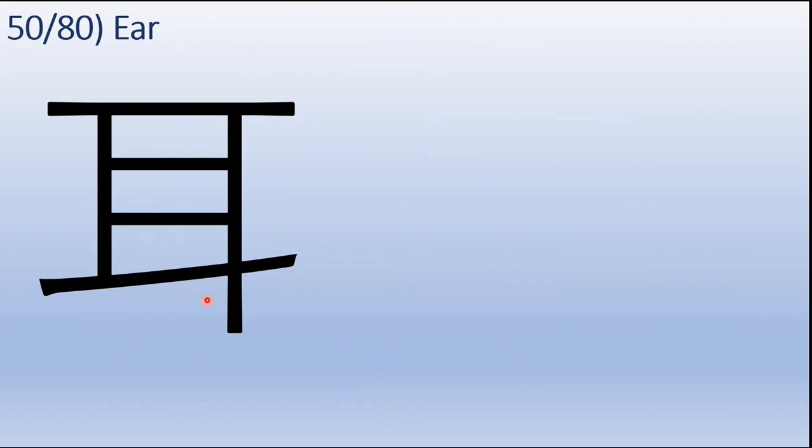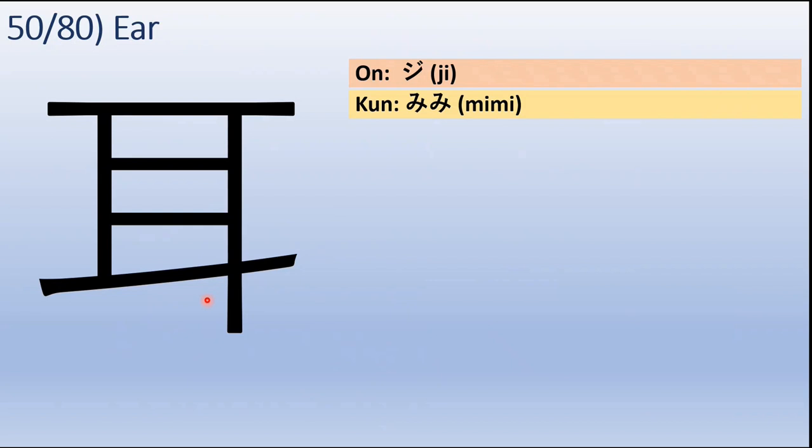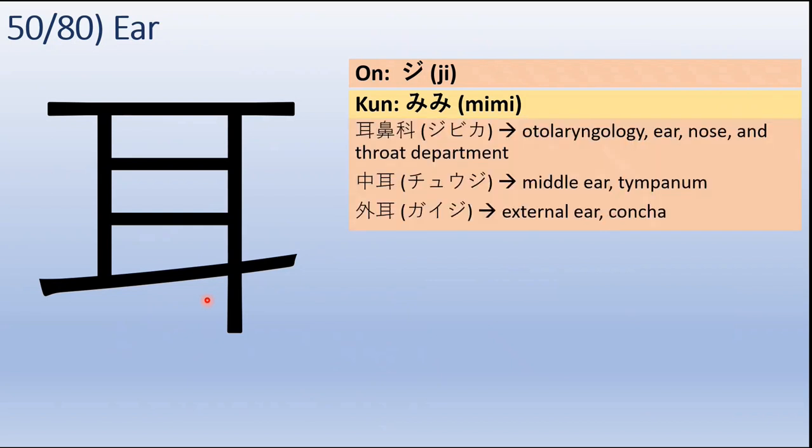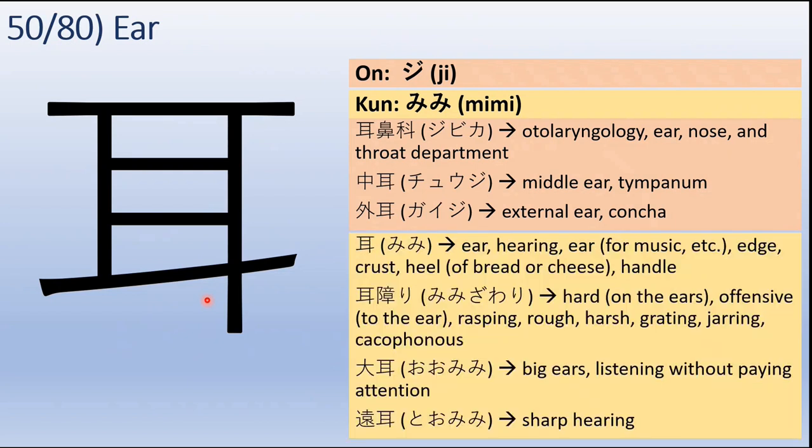The last kanji of today's lesson is ear. The on reading is ji, the kun reading is mimi. We have Jibika, otolaryngology, that is the science of ear, nose, and throat. Then we have Chuji, which means middle ear or tympanum. Then we have the external ear or even concha as Gaiji. In Kun'yomi, we have Mimi for ear, hearing, ear for music, etc., edge, crust, heel of bread or cheese, or even the handle.